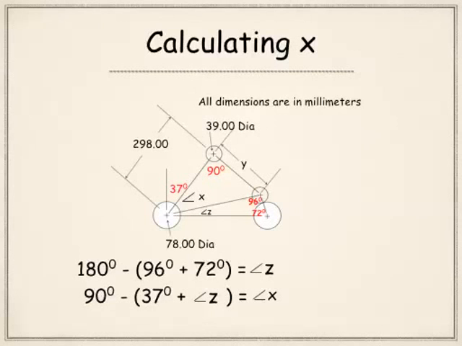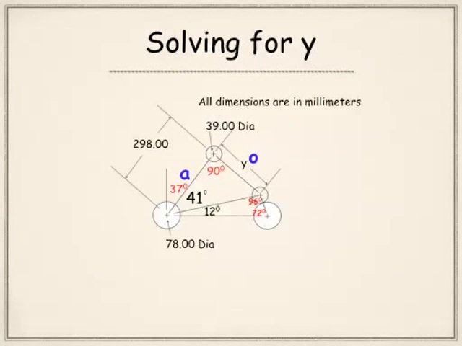Then, if we subtract 37 degrees and angle z, we'll be able to get angle x. So 96 plus 72 subtracted from 180 gives us 12 degrees for angle z. Now 90 minus 37 plus 12 gives us 41 degrees for angle x. Now we can solve for y.